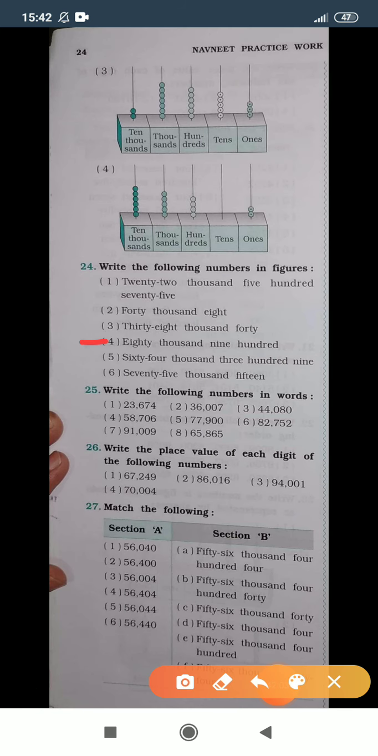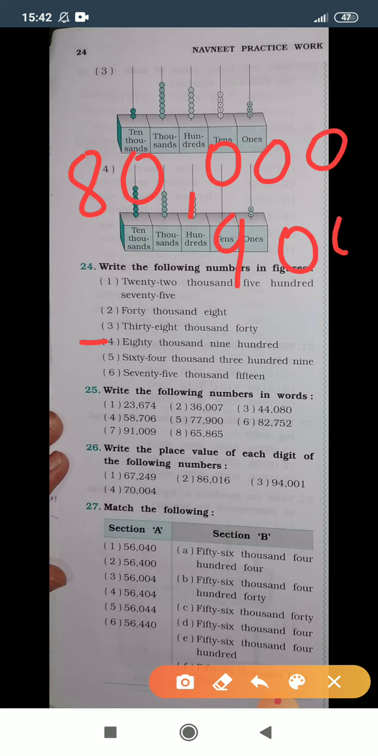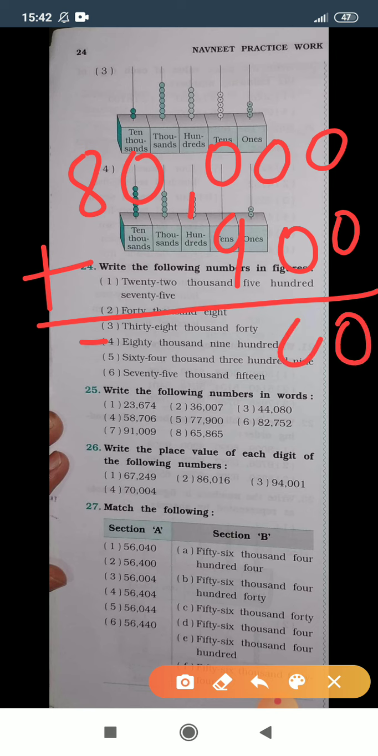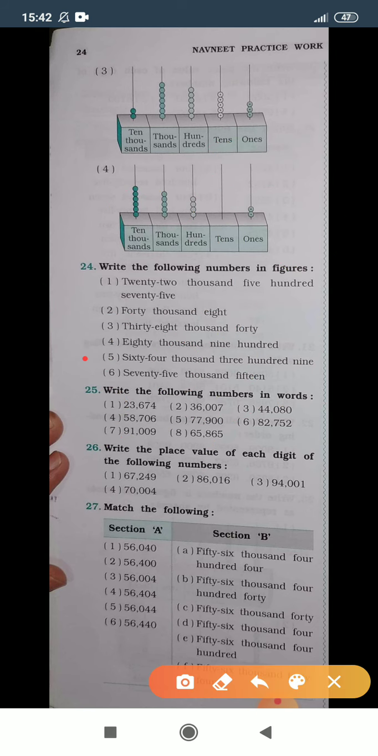Let's see number 4, 80,900. So again we'll write first 80,000 and then 900. Now add these numbers. So your answer is 80900, that means 80,900. Question number 5 and 6 you need to do in your homework.